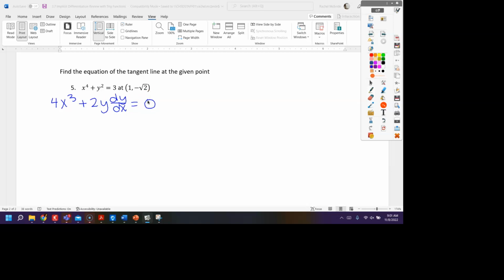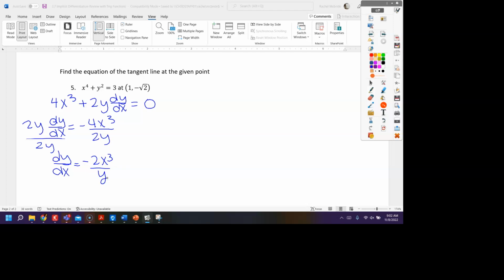Now, you have two choices at this point for finding the equation of a tangent. If it's easier to solve for dy dx and then plug in numbers, that's option 1. So option 1 is solve for dy dx, exactly like we've been doing. So you say 2y dy dx equals negative 4x cubed, divide by 2y, and we say dy dx equals negative 2x cubed over y.